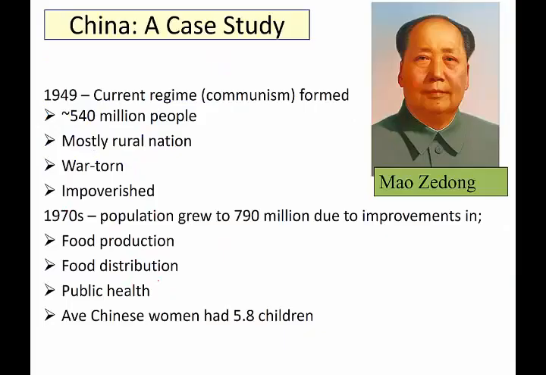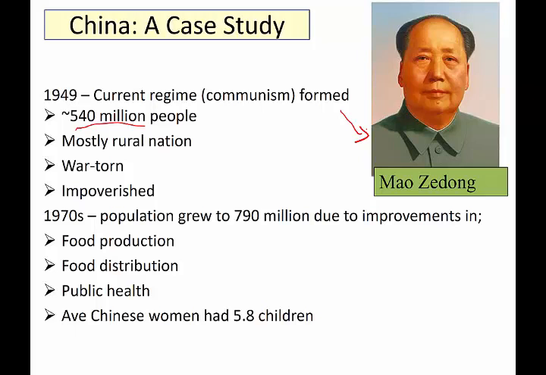So let's start by looking a little more closely at China, which is still number one in terms of population in the world. And if we take a look, we would see that in 1949, there weren't that many people in China. There was about 540 million people. And the current regime at that time was communism, which was formed by this individual, Mao Zedong. So it was mostly a rural nation. It had just completed a war, so it was war-torn and impoverished. And that's kind of what it was like when Mao Zedong came along.